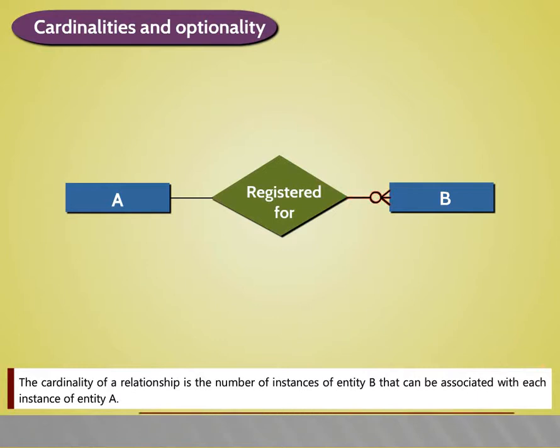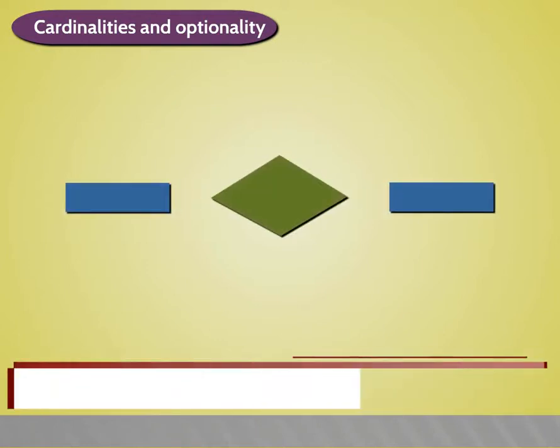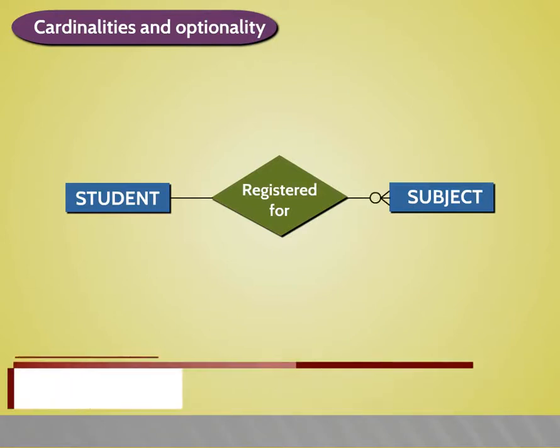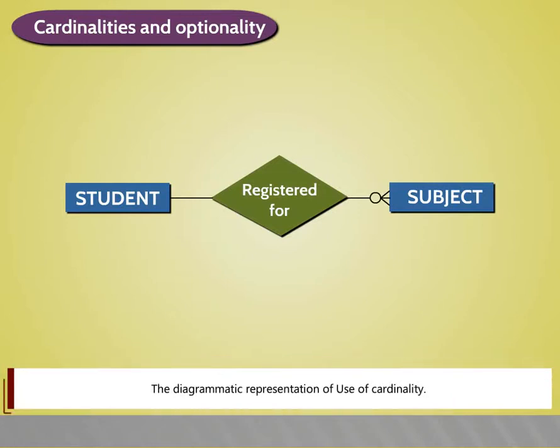The cardinality of a relationship is the number of instances of entity B that can be associated with each instance of entity A. Consider the example: a student may register for many subjects. The diagrammatic representation of use of cardinality.